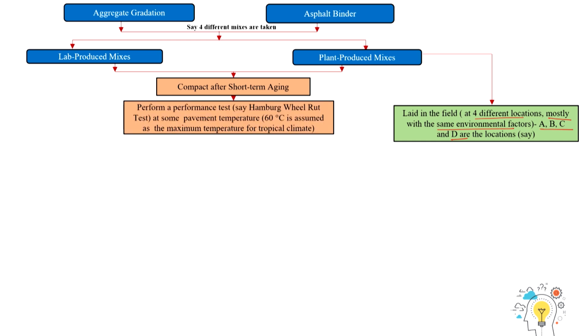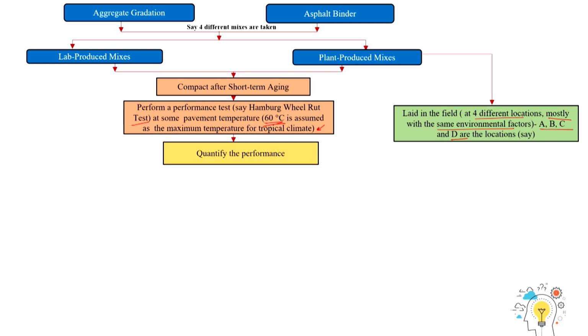Then I will perform a test. Now, for selection of the test, we can either develop a new test method, or let us say I am selecting a test method which is already available. Say I am using a Hamburg wheel rut test for quantification of rutting. I have to fix at what temperature I am going to do this test. So, let us say I am taking 60 degrees Celsius. This is the standard temperature at which I will perform the test, or this temperature can also be the maximum temperature which is anticipated in that particular project location. So, 60 degrees Celsius is assumed as the maximum temperature for tropical climate. So, this I am fixing for this particular analysis.